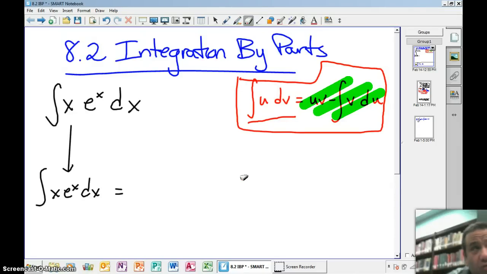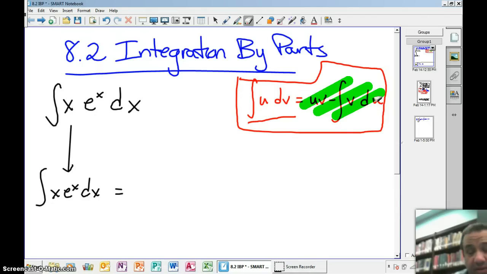Okay, 8.1 is integration, and we've done pretty much all of 8.1, even though you don't know it because it talks about different integration methods. 8.2, however, is integration by parts. And there's a formula, and this is the formula. The integral of u dv is equal to uv minus the integral of v du.